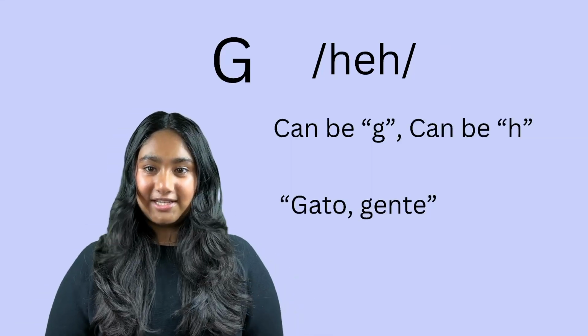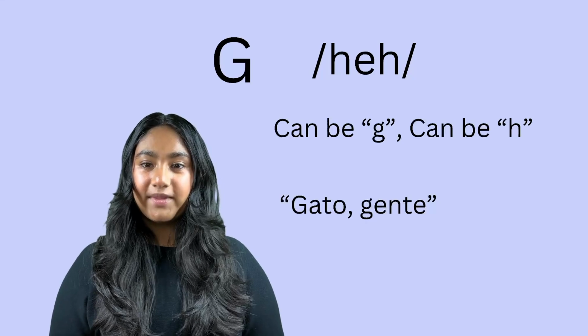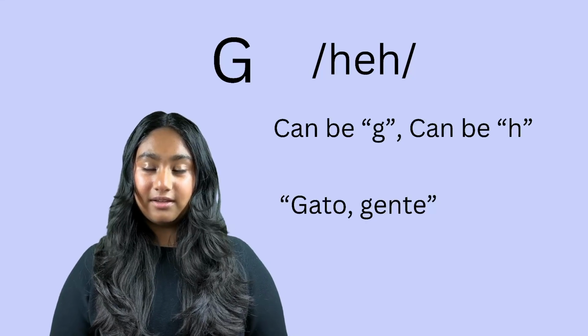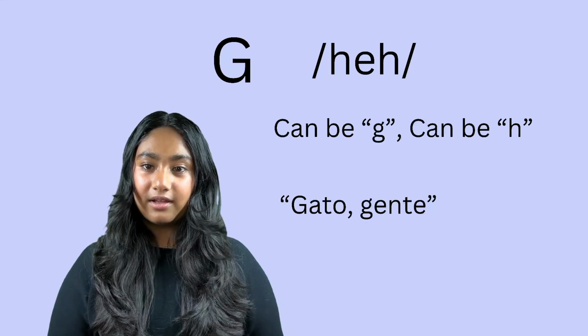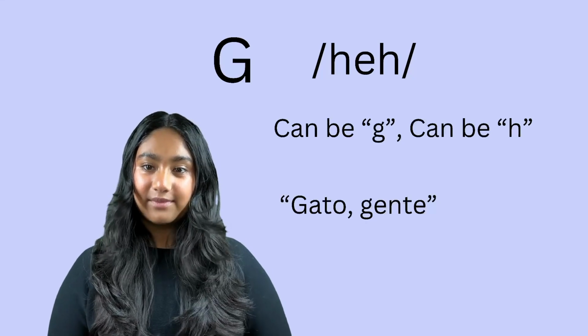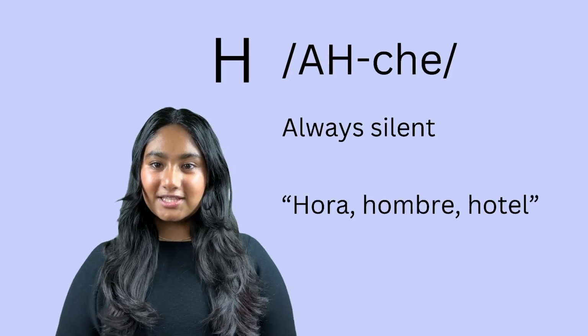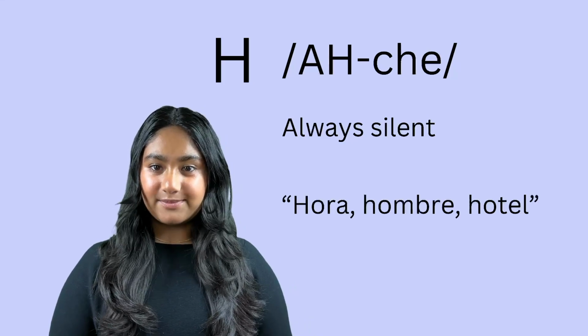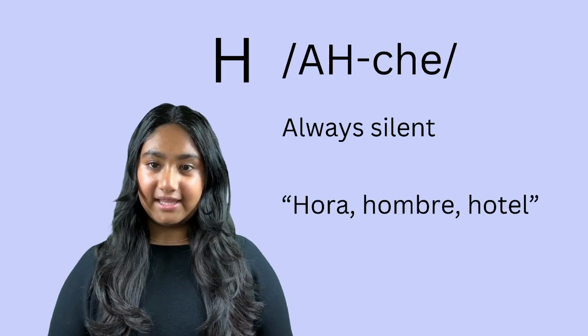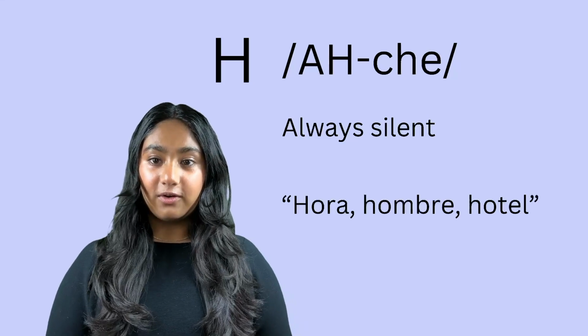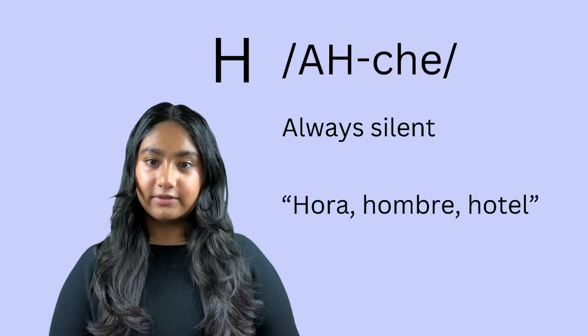The English letter G is G in Spanish, and it can sometimes be pronounced G like the English G or H like the English H. Some examples, gato, gente. The English letter H is H in Spanish, and it is always silent. For example, hora, hombre, hotel.